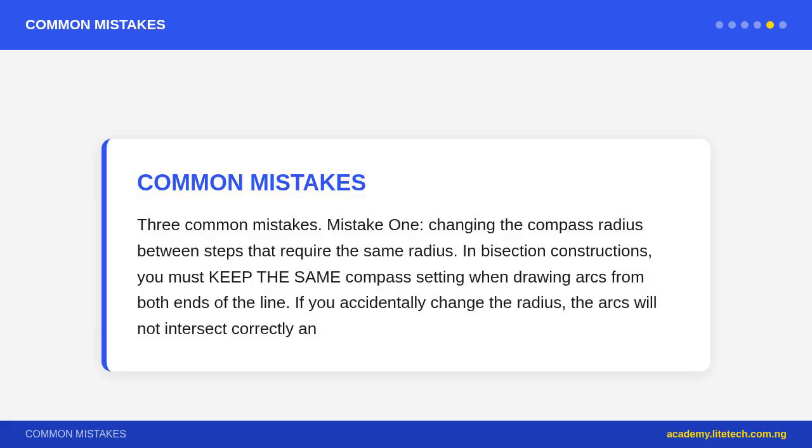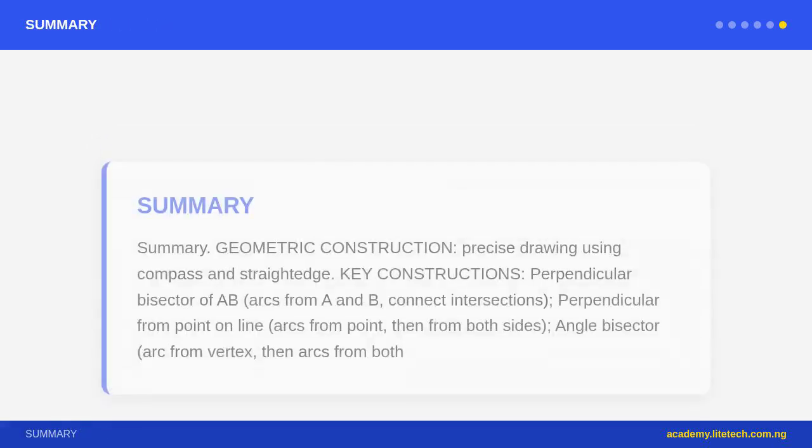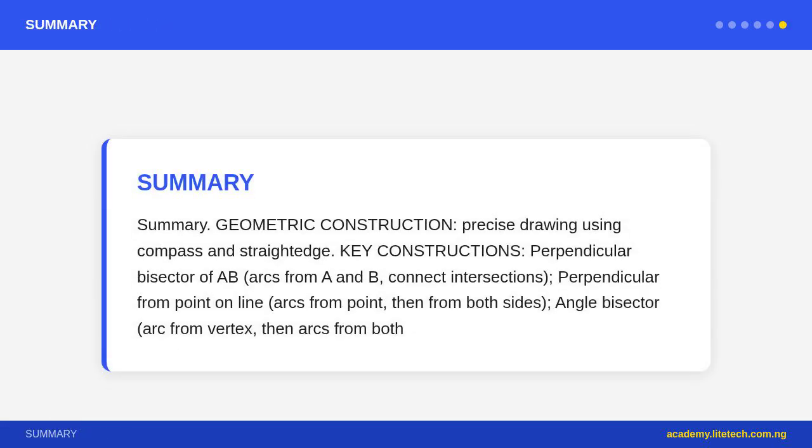Mistake 2. Not drawing construction arcs large enough. Arcs must be big enough to intersect clearly. Tiny arcs that barely cross are hard to see and introduce inaccuracy. Draw generous arcs. Mistake 3. Pressing the compass needle so hard it makes a large hole in the paper. The needle should leave only a tiny pin mark, a small center that holds the compass steady, not a gaping hole. Press gently and firmly.